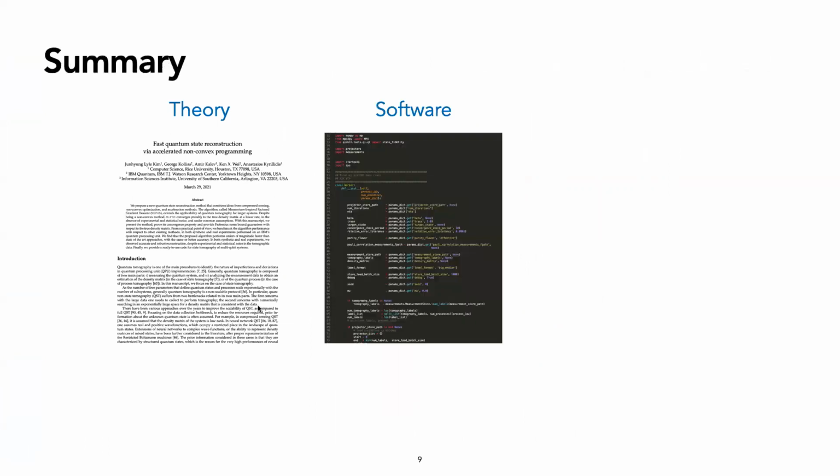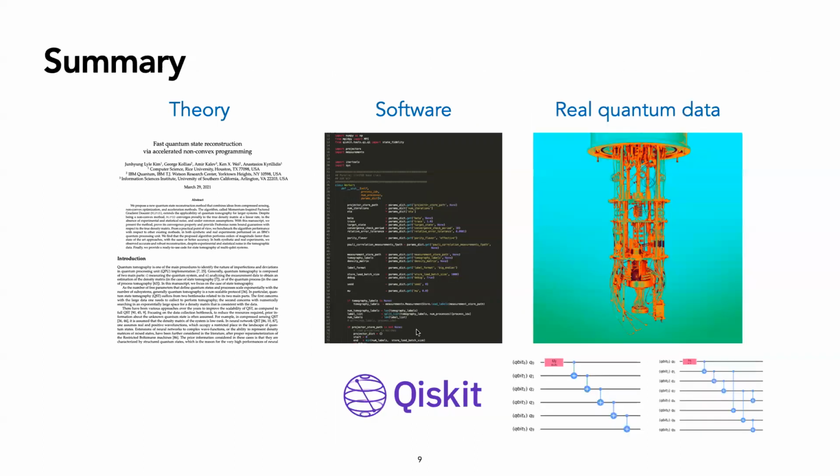In the main paper, we have a more complete theory with better explanations. And we actually provide open source software of this method that's compatible with Qiskit so that quantum engineers can actually use our method. We also have extensive experimental results using real quantum data that we obtained in collaboration with IBM. Please come to my poster session for more details, and thank you for listening.